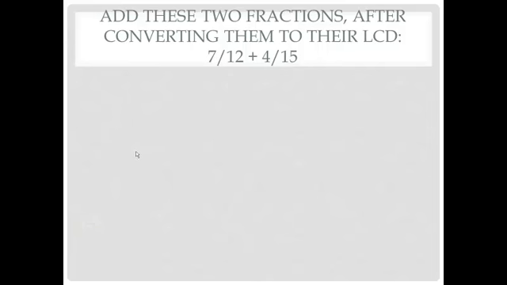Add these two fractions after converting them to their LCD. So in order to add fractions, we have to have equal parts in our denominators. Otherwise, we can't add the numerators. So again, we have to find the common multiples of the numbers. So let's look at multiples of 12 and 15. 12 times 1 is 12. 12 times 2 is 24. 12 times 3 is 36, and so on. 48, 60, 72. Maybe that's enough.